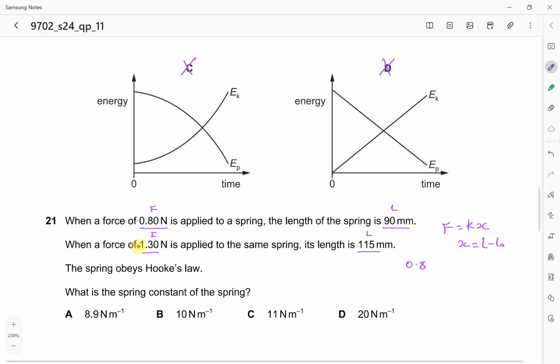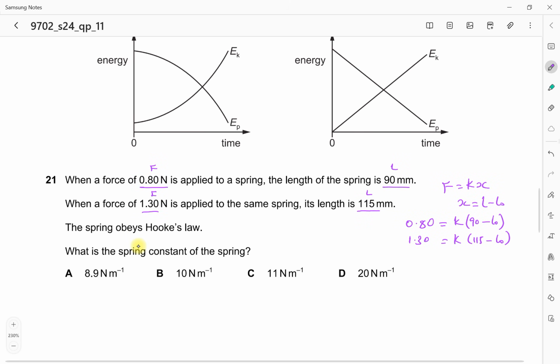For the first case, we have 0.8 newtons equals the constant K times the extension, which is 90 minus the original length, L naught. Then for the second case, the force is 1.3, which is equal to K times 115 minus L naught. Because this is in newtons, let me change these values to SI so that I can get L naught easily.